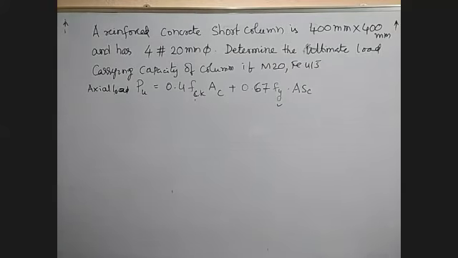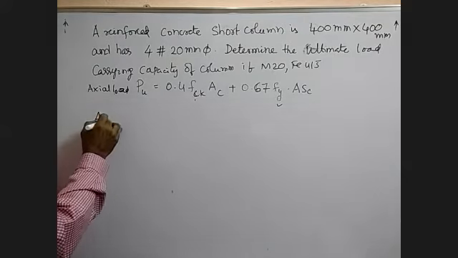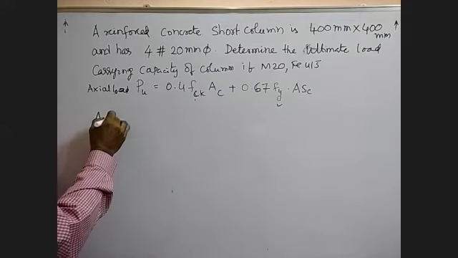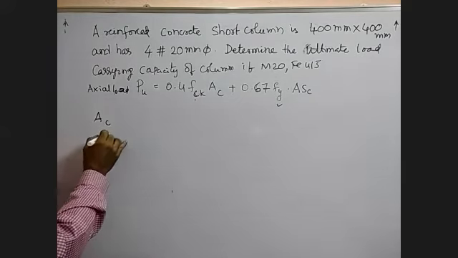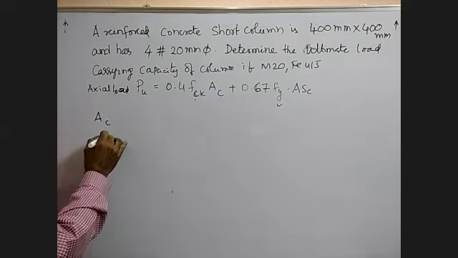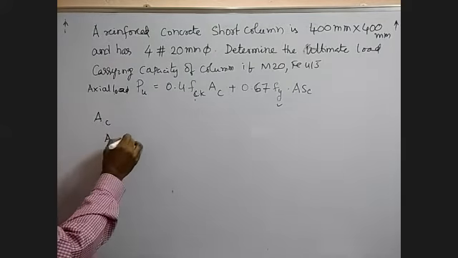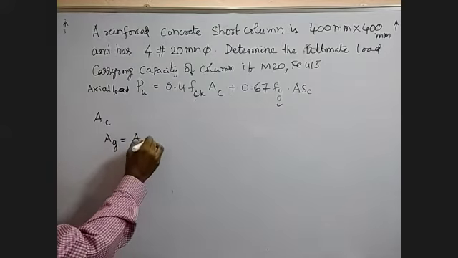Now, for the calculation of the load, Pu is equal to 0.4 fck Ac, page number 71. Okay, now we will calculate one by one. Area of concrete. Ag is equal to the gross area, which is equal to area of concrete plus area of steel.